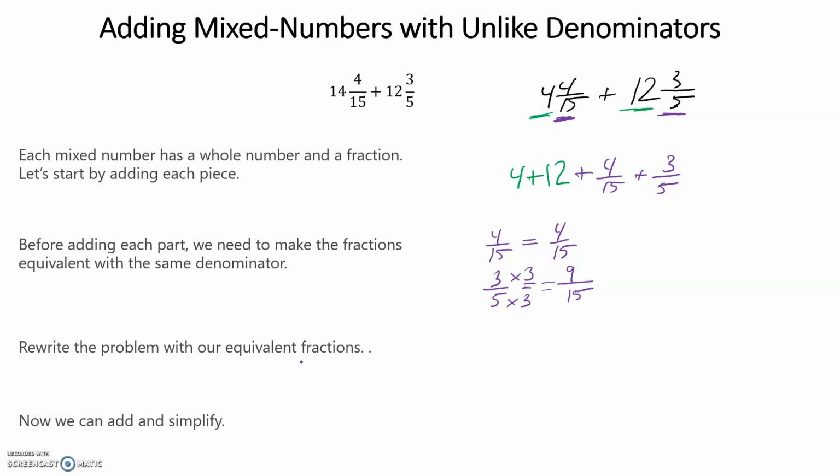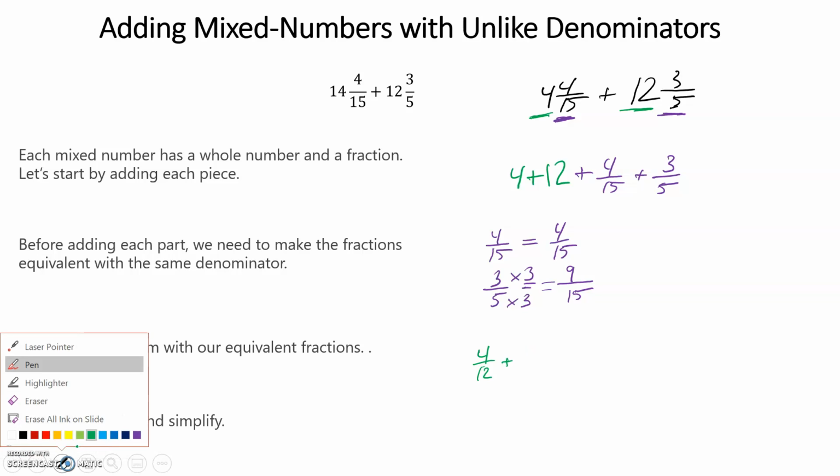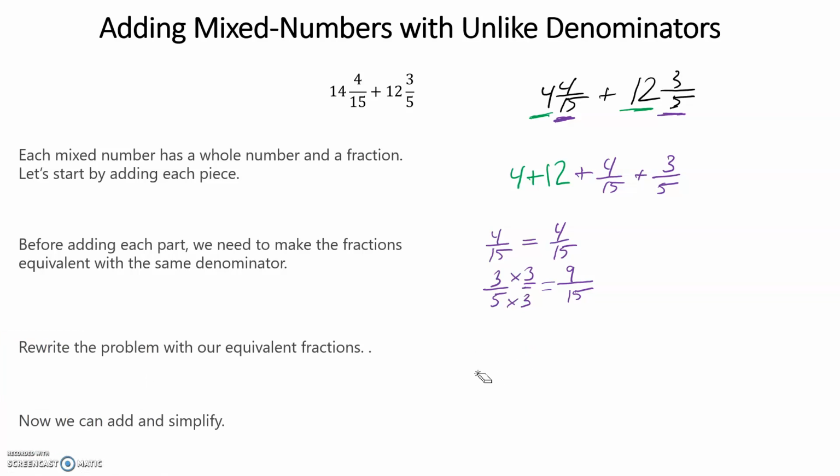All right, so now I'm going to rewrite the problem with my equivalent fraction. So I have 4 plus 12 plus 4/15 plus 9/15. All right, and now I can just go ahead and add the two parts.